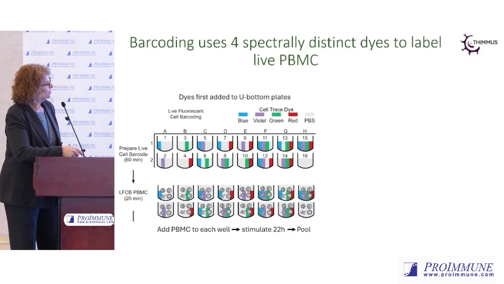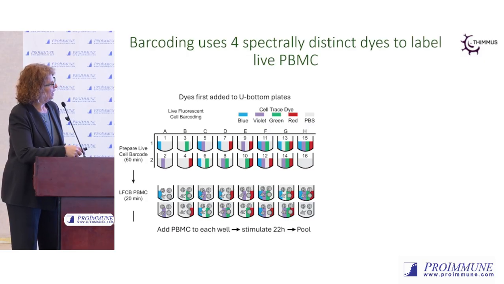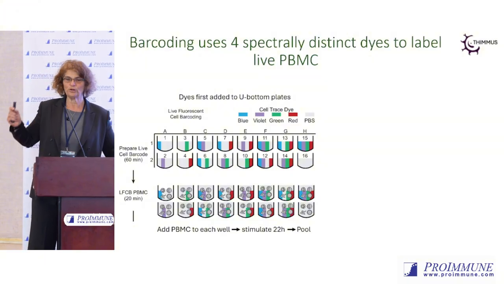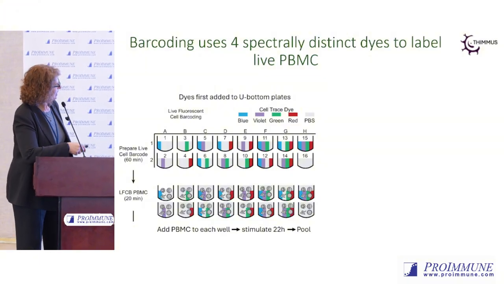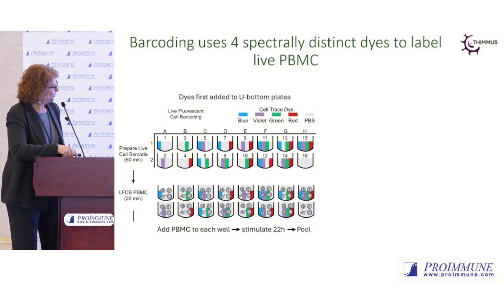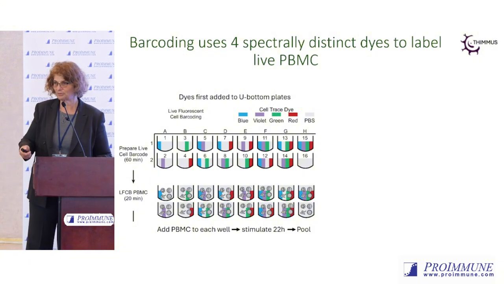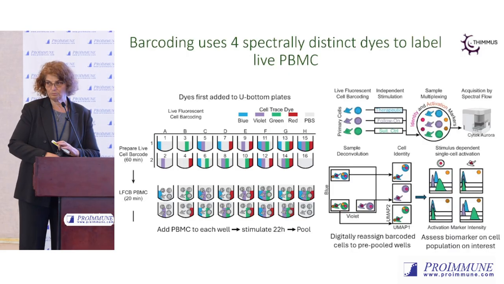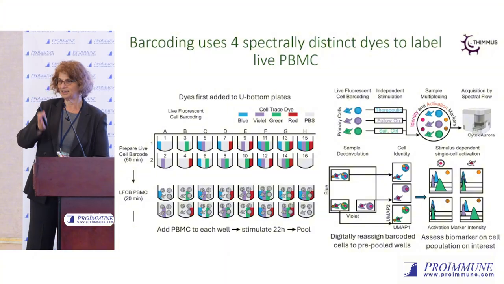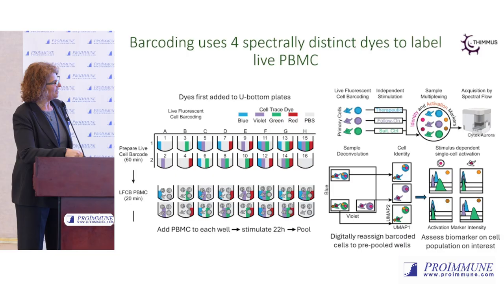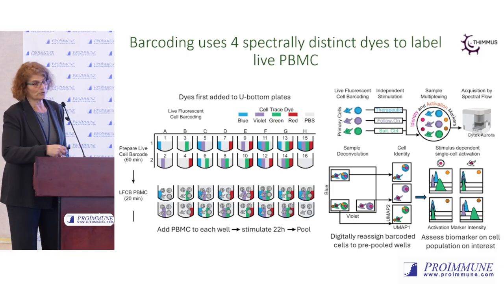So basically, use 4 or 5 different live dyes that are taken up by the cells before you even stimulate them. So the idea is basically you take the wells, you put your different combinations of dyes into the wells, then you put your cells in, and then you stimulate them. And after you stimulate them, you can throw them all in one big tube, put them all together, test them once, and then debarcode, reassign the cells to the individual wells, and look for activation.